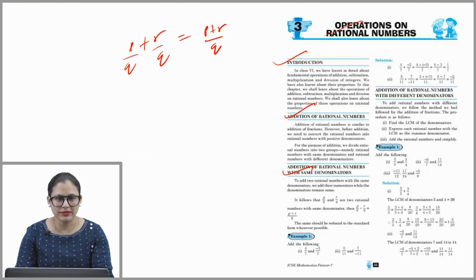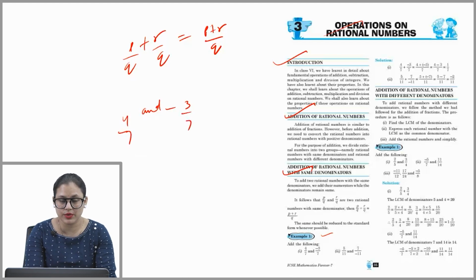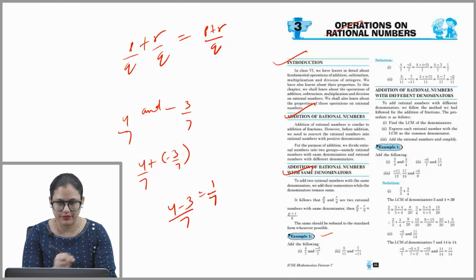Okay. Example 1. Let's check out example 1. 4 by 7 and minus 3 by 7. We have to add them. So 4 by 7 plus minus 3 by 7. So 4 minus 3 by 7 is 1 by 7.